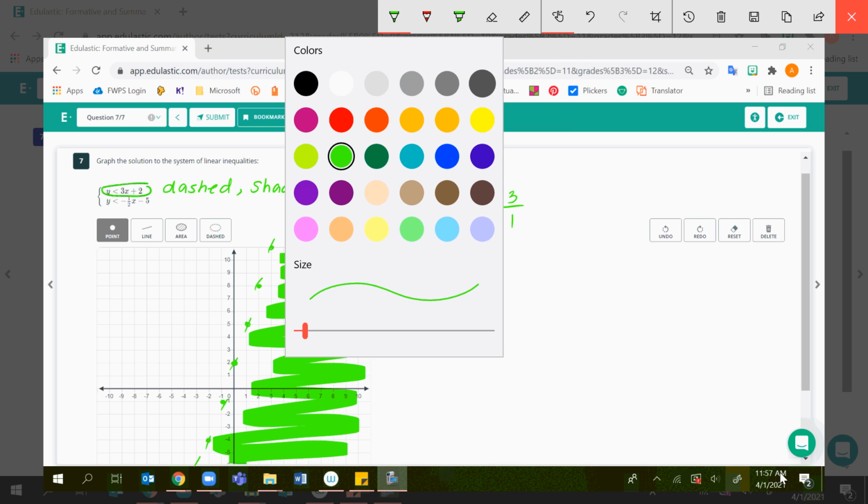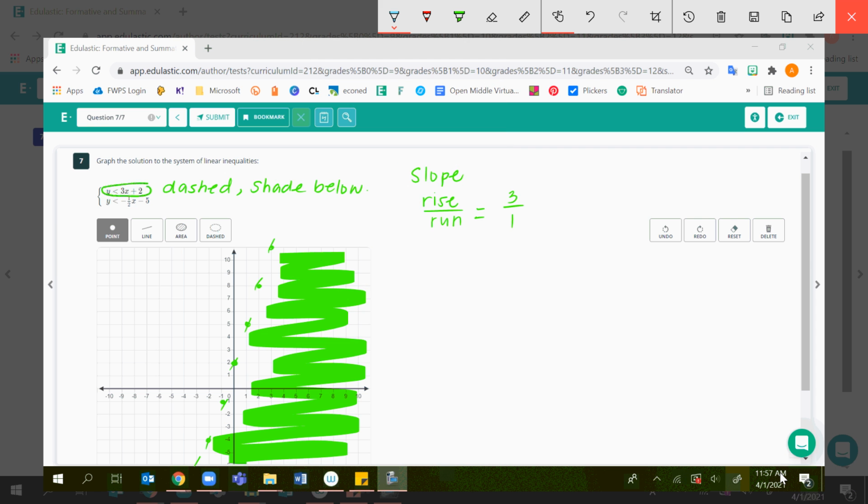Working on my second equation here, let's use blue. Again, I don't have an equal to symbol underneath this one, so it's going to be a dashed line again. And again, my inequality is facing away from my y, so I'm going to shade below again. My number that's not attached to my x right here that's hanging out is my y-intercept of -5. And my slope is -1/2.